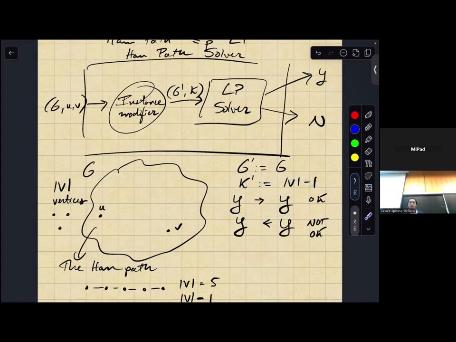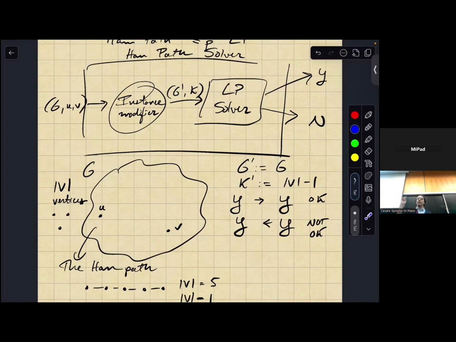So what I need to do is slightly modify G prime and K prime such that if I have a longest path, then I must have had a Hamiltonian path from U to V. Does anyone have an idea of how I might do that? Part of the idea would be to take U and V out of G prime and then look to see if you have a path that includes everything else, but then make sure that you connect the right ends.